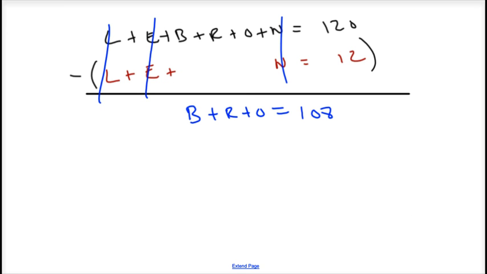So, my last step: divide by 3. Beautiful, let's divide by 3. So the average of B plus R plus O is equal to 36.